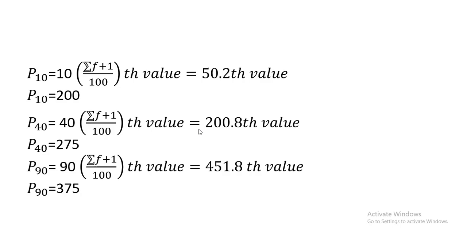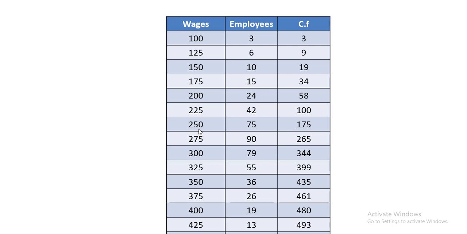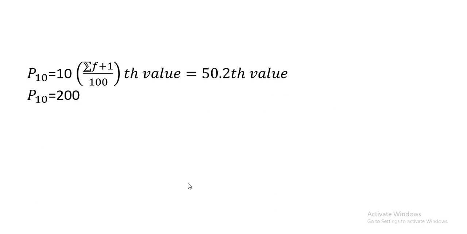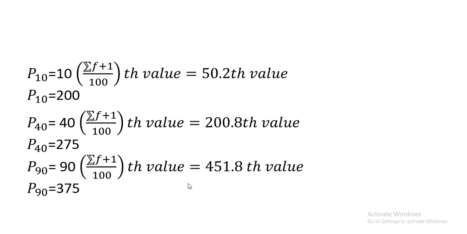For P90, the value is 451.8. So 451.8 means 451 and 452. Both these values lie in this class, and the observation corresponding is 375. So the answer is 375.